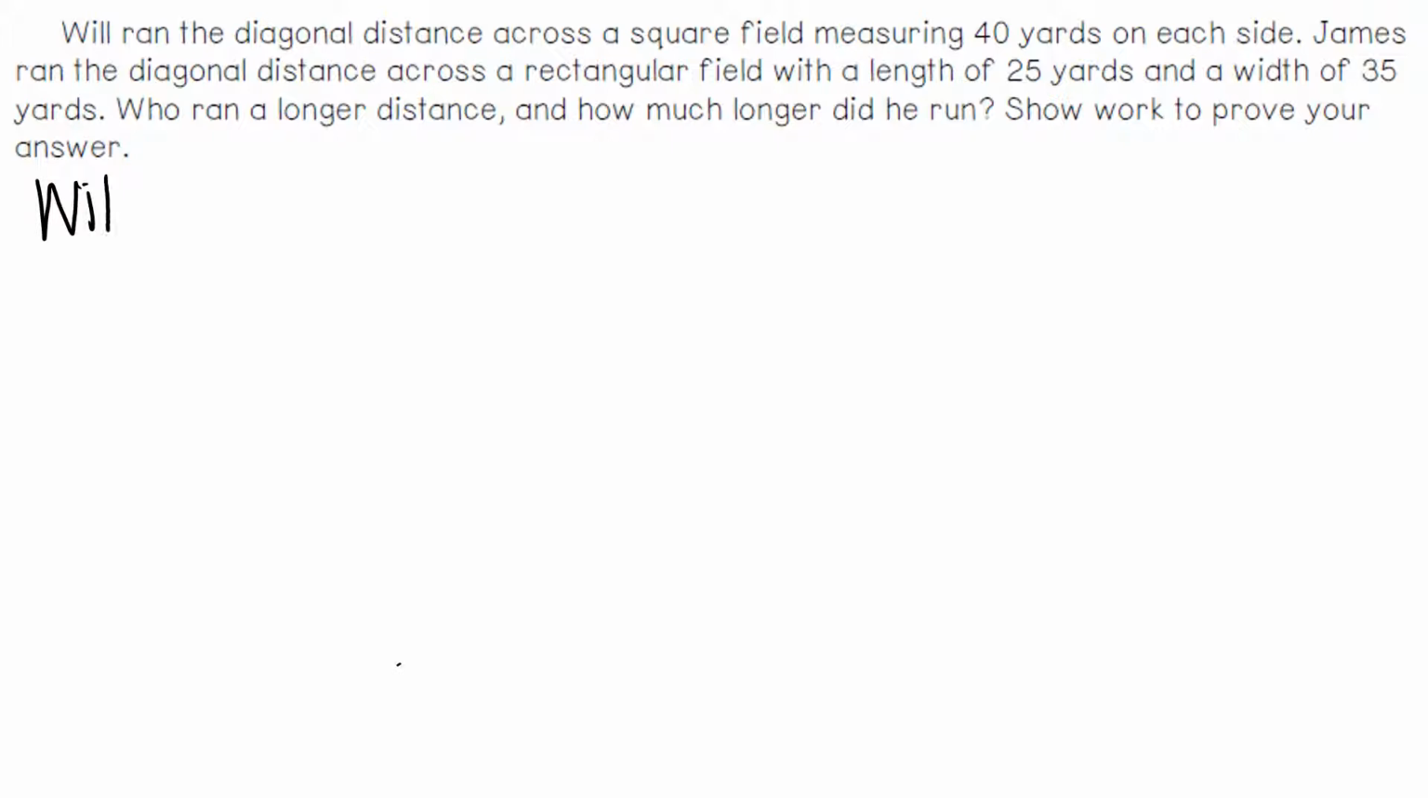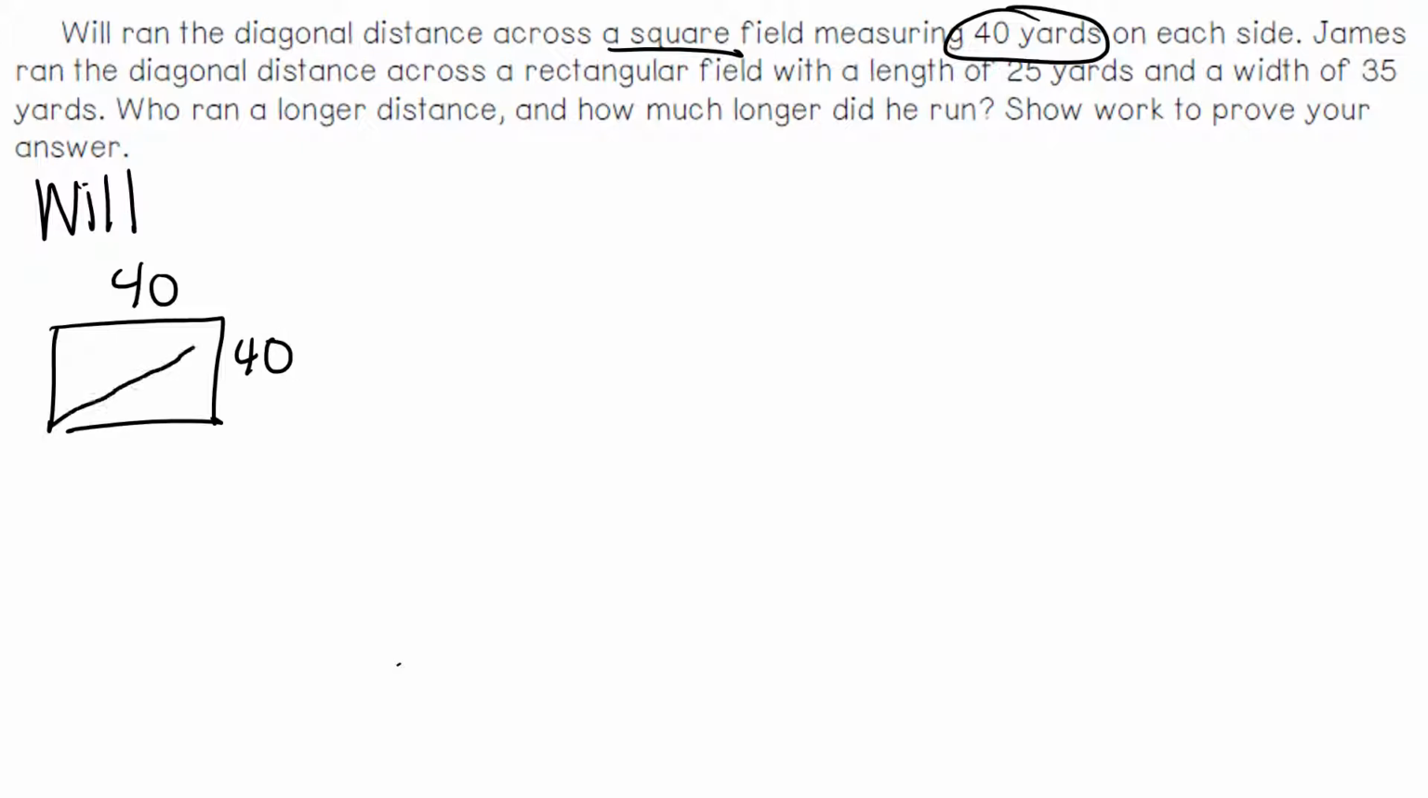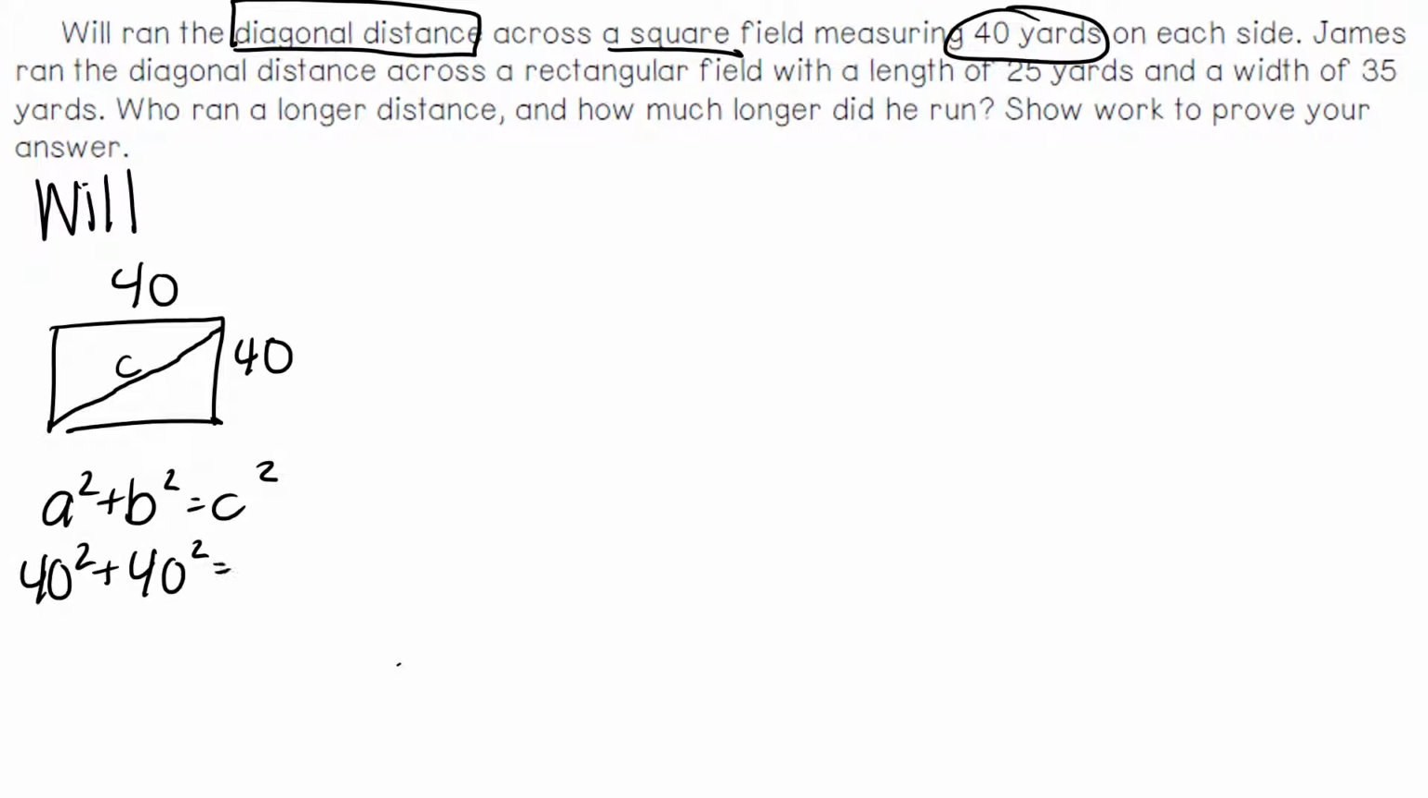So we're going to start with Will. Will has a square. That's what it tells us. Each one being 40 yards. So 40 and 40. And we have our diagonal line because he ran the diagonal distance. For our Pythagorean theorem, we are missing the diagonal line. The diagonal line is C. So 40 squared plus 40 squared, which is going to give us 1600 both times. We add those together and get 3200.